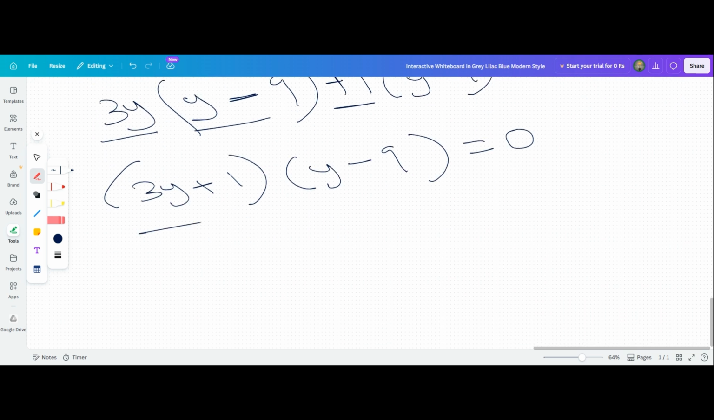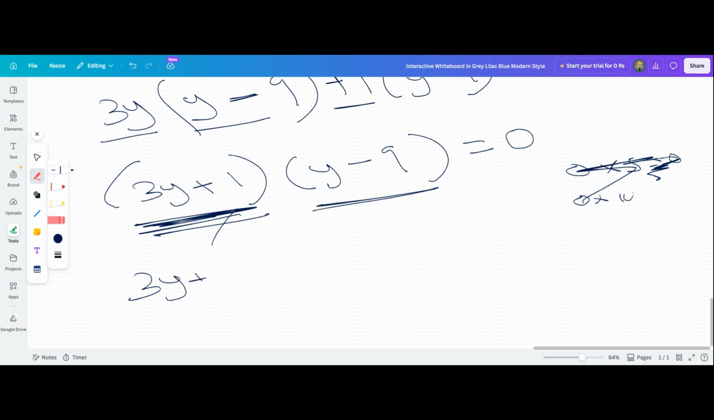Now if you look, two things are getting multiplied and you are getting a 0. So one needs to be 0. For example, 0 into 5 is 0, 0 into 10 is 0. So if you want to get a 0, either one needs to be 0 or both need to be 0. So either 3y plus 1 equal to 0, or y minus 9 equal to 0. Then only you can get a 0. If you multiply a number by 0 only, you will get 0.